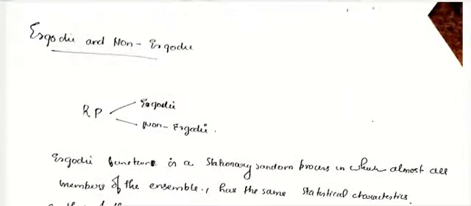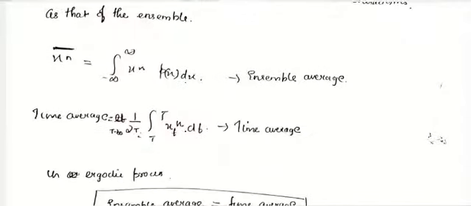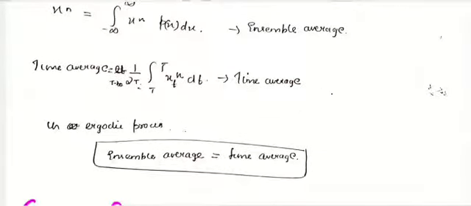Okay, and now ergodic and non-ergodic processes. An ergodic process is a stationary random process in which almost all members of the ensemble have the same statistical characteristics as that of the ensemble. So, all members of the ensemble will have the same statistical characteristics as that of the ensemble; that is known as an ergodic process. In an ergodic process, this is a very important property: the ensemble average will be equal to the time average.